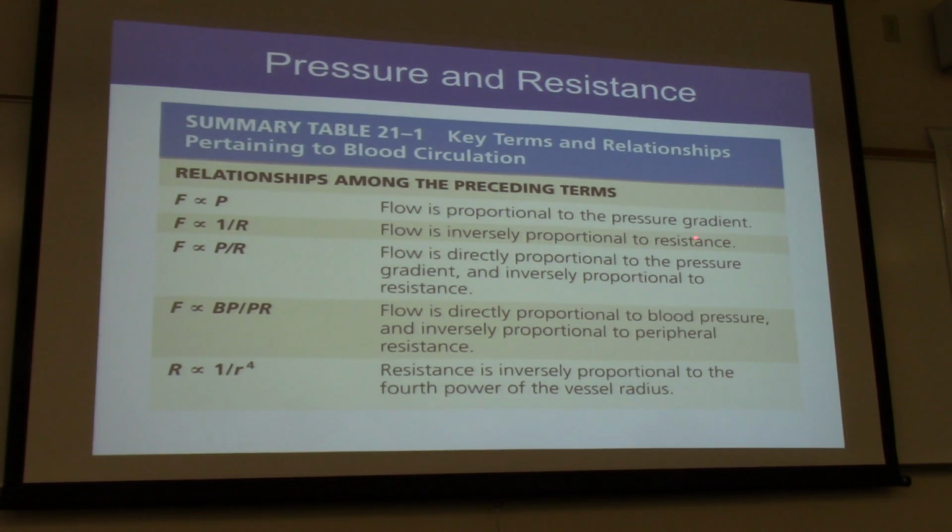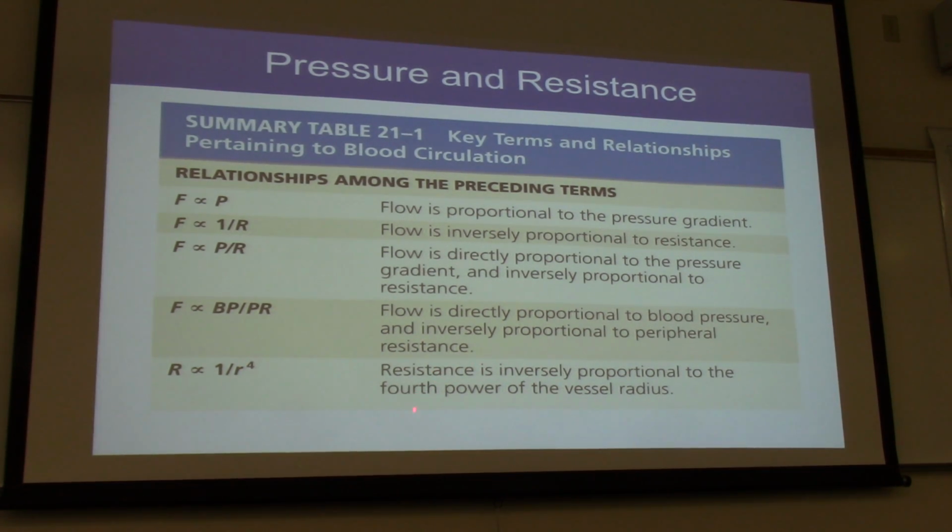Flow is inversely proportional to resistance. You've got the same amount of pressure coming out of the heart, but as you increase that resistance out in the periphery in those little blood vessels, that's going to inversely affect flow. If the pressure stays the same and the resistance goes up, this makes flow go down because it's inversely proportional. Flow is directly proportional to the pressure gradient and inversely proportional to the resistance. That's just a combination of the first two formulas. Flow is directly proportional to blood pressure and inversely proportional to peripheral resistance. Once again, it's sort of a combination of the top two.